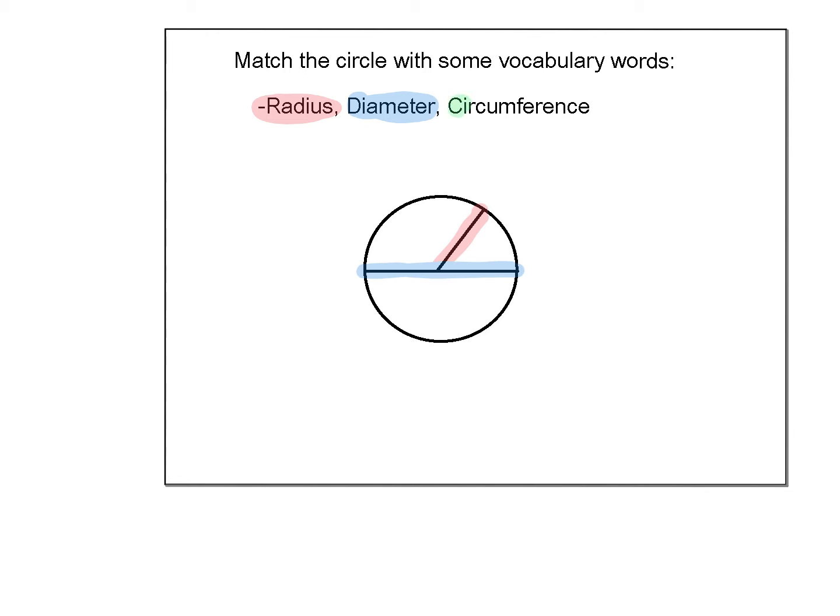And then, of course, we have the circumference. Think of that word circle, which is the first part of circumference. That word circle, it starts with circ, like circle. And so I always just think of it as the circle. It's the outer edge. It's the perimeter of the circle. Circumference is the outside.